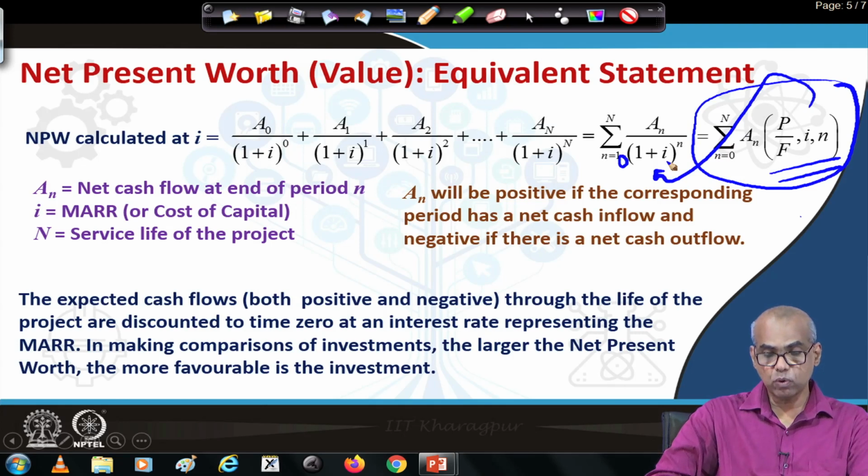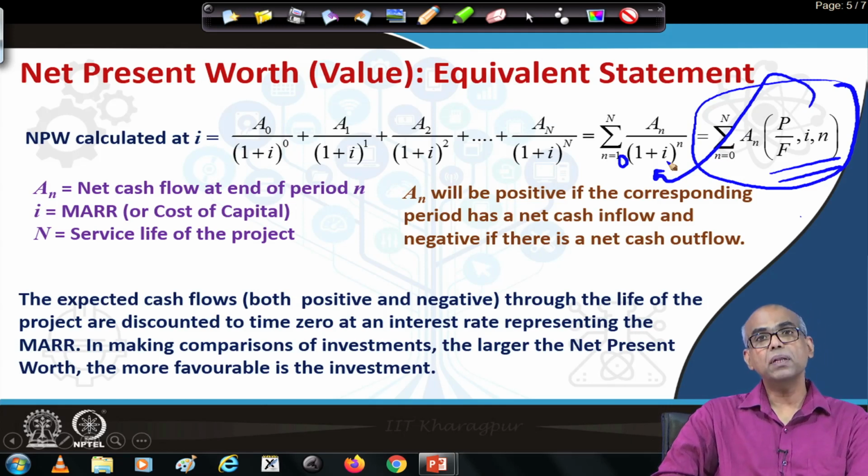The expected cash flows, both positive and negative, through the life of the project are discounted to time 0 at an interest rate representing the minimum acceptable rate of return. In making comparisons of investments, the larger the net present worth, the more favorable is the investment. So, once you calculate the NPV, then if NPV is large, it is favorable.